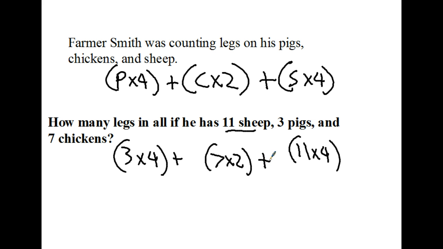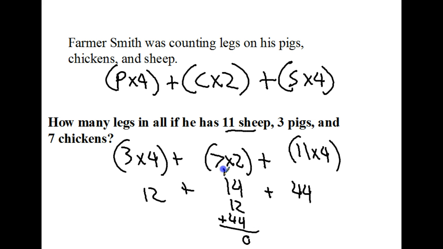And then I just solve them. 3 times 4 is 12, plus 7 times 2 is 14, plus 11 times 4 is 44, and I'm just going to add them all up. And all together we're 6, 10, carry my 1, 2, 3, 70 legs in all.